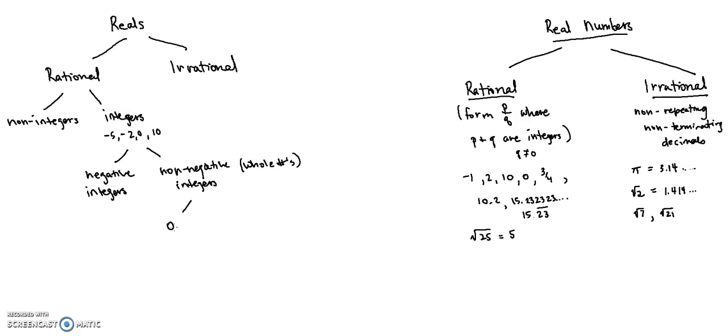And then we can break up the whole numbers again. If we split off 0, then the rest is going to be 1, 2, 3, 4, 5, 6, 7. It's going to be the positive integers. And of course, that's the same as the natural or counting numbers. Okay, so here's the breakdown of all of the groups that we have so far.